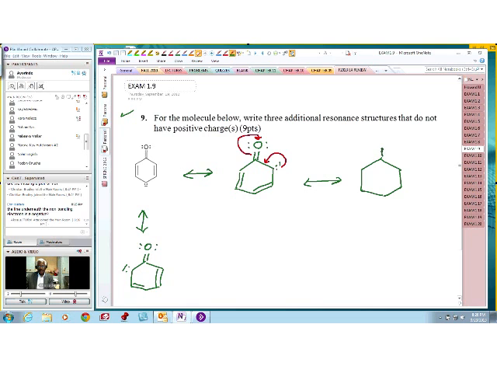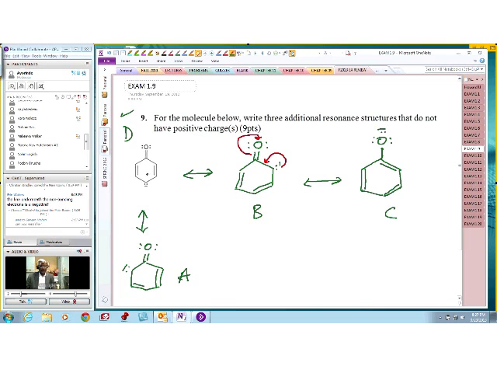Okay, so if we do that, now we have this. That is now negatively charged. Now the double bond is here. Now we are going to have this here, and this here. So now A, B, and C are all resonance structures of this compound here. Let us call this compound, what do we want to call this? D. So A, B, C are resonance structures of the same molecule, compound D.